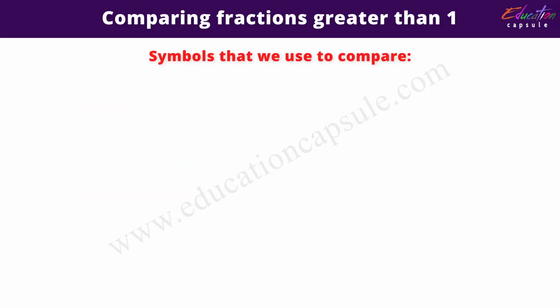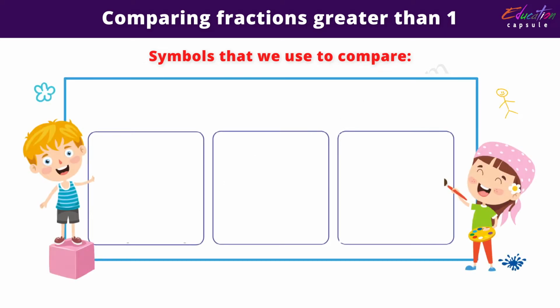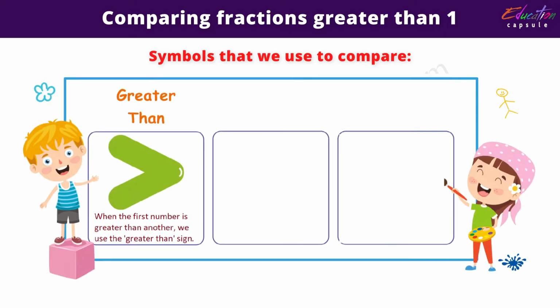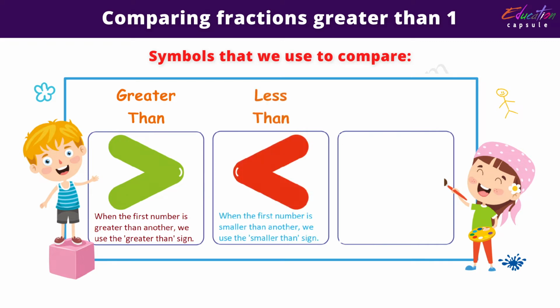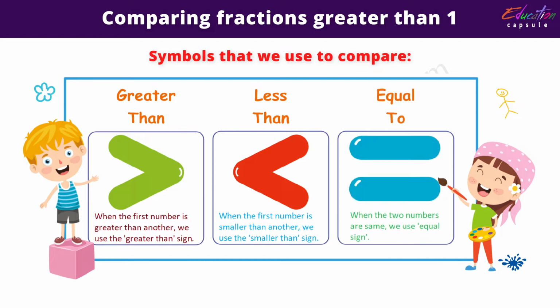Symbols that we use to compare. The different symbols that we use to compare are greater than. When the first number is greater than another, we use the greater than sign. Then is less than. When the first number is smaller than another, we use the smaller than sign. The last one is equal to. When the two numbers are the same, we use the equal to sign.